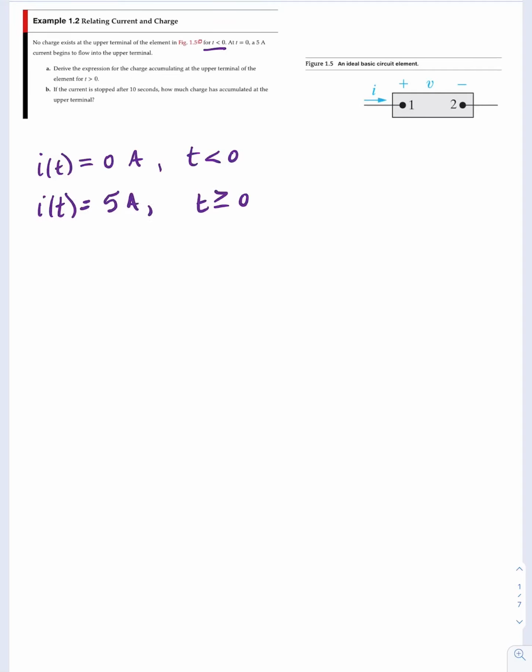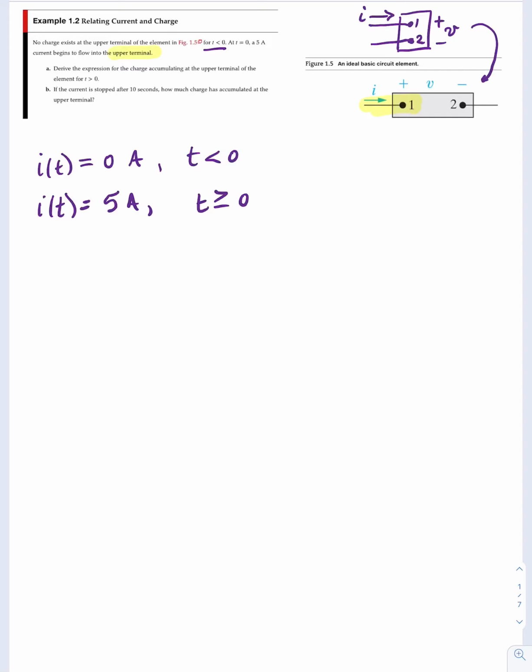I'd like to make note when the text uses the term upper terminal, they are talking about terminal 1. In an older version of the text, the ideal basic circuit element looks something like this, where the current flowed into the upper terminal, but they have since changed the basic circuit element to look like what we have here.